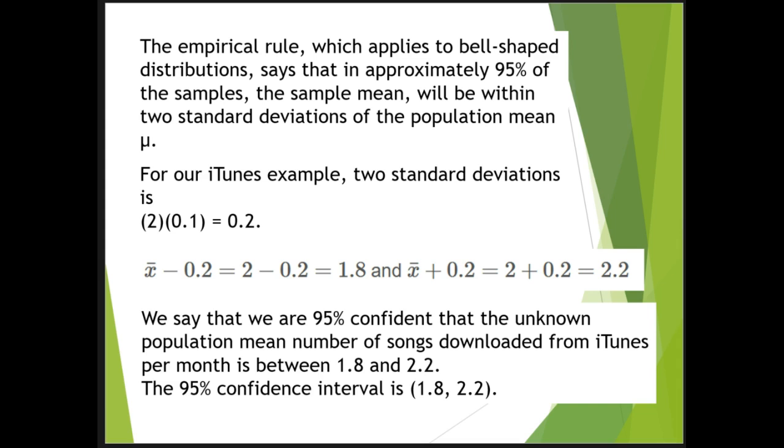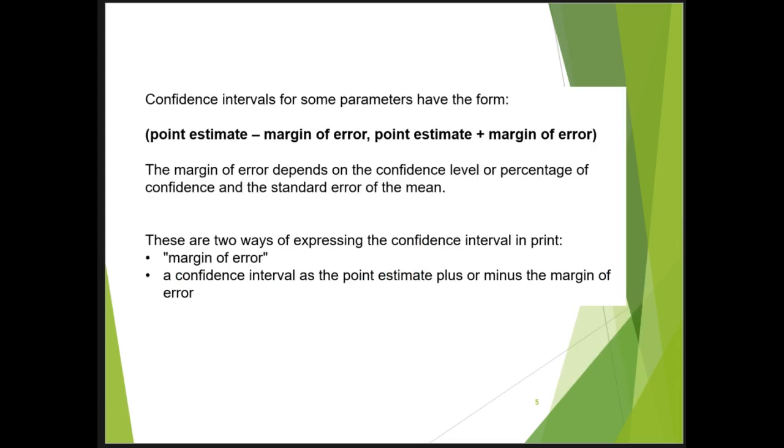So the population mean mu is contained in an interval whose lower number is calculated by taking the sample mean and subtracting the 2 standard deviations. And then the upper number is calculated by taking the sample mean and adding the 2 standard deviations. So you can see here, it's the sample mean minus 0.2, and then the sample mean plus 0.2. So the 95% confidence interval is between 1.8 and 2.2.